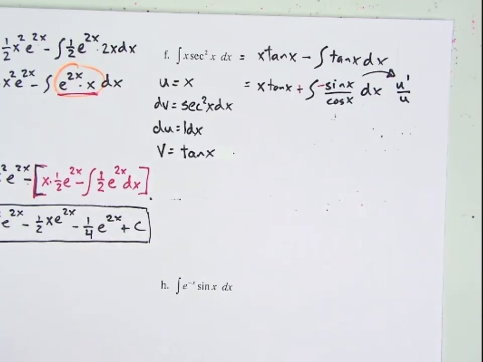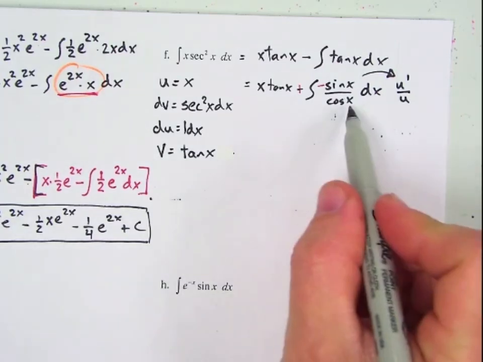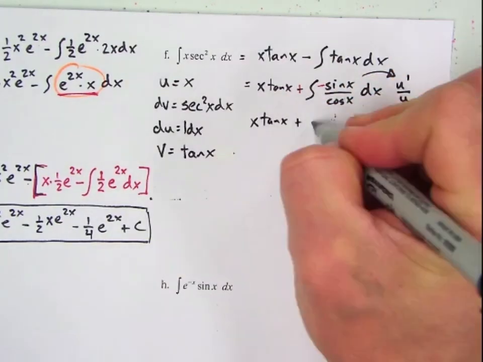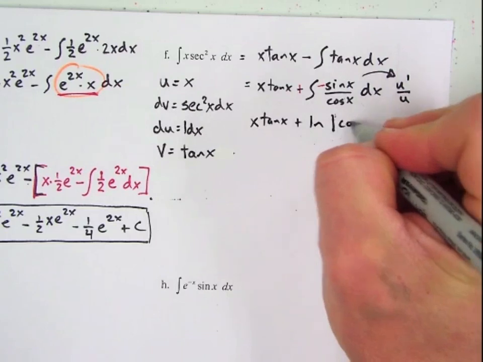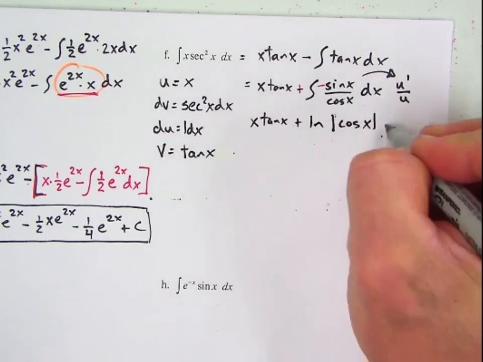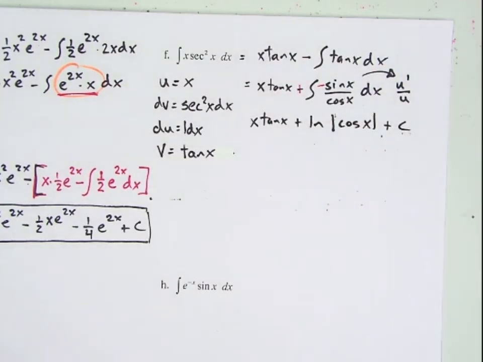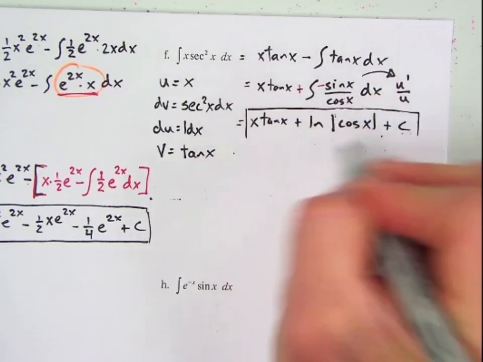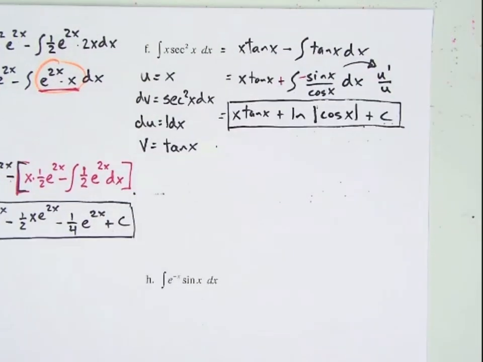So ln of cosine x, and then absolute value, remember? You gotta keep that positive. And there we go. All right.